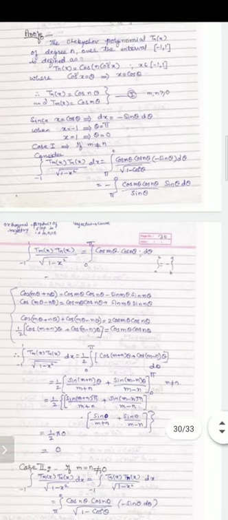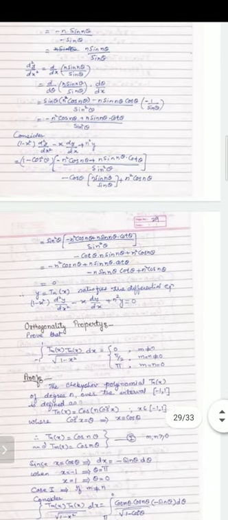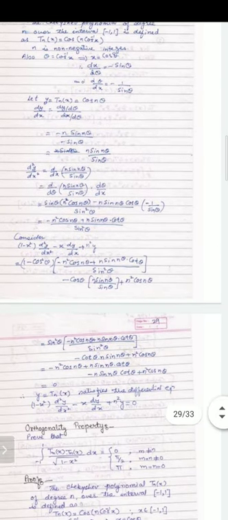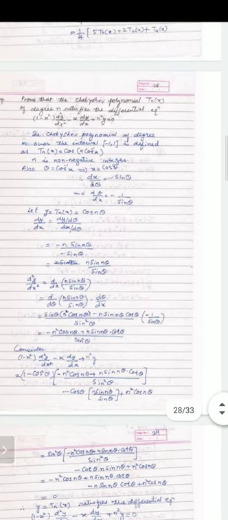So we have stopped today, and in the next lecture we will solve economization of power series, the orthogonality property, and one example.